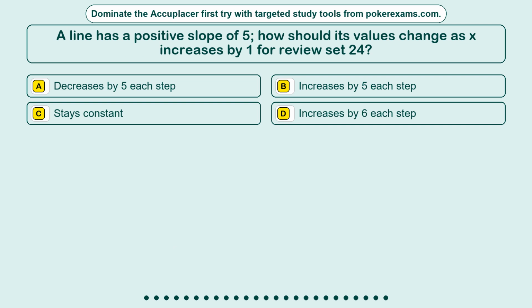Question 11. A line has a positive slope of 5. How should its values change as x increases by 1 for review set 24? Option A, decreases by 5 each step. Option B, increases by 5 each step. Option C, stays constant. Option D, increases by 6 each step.